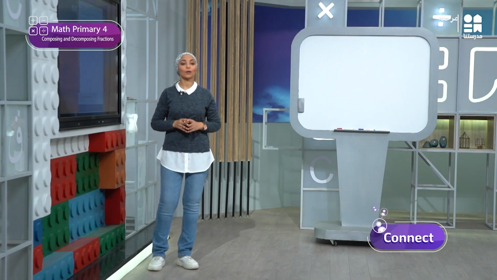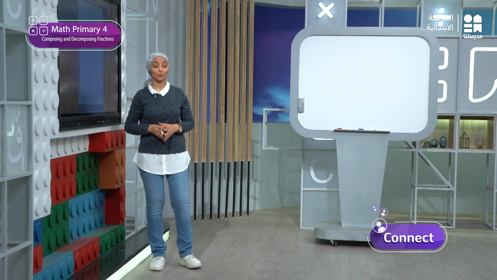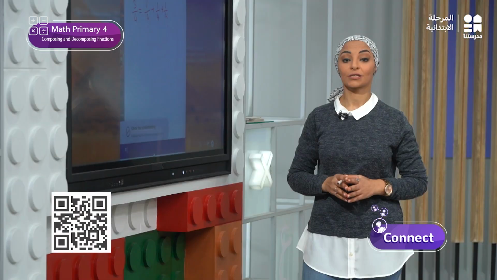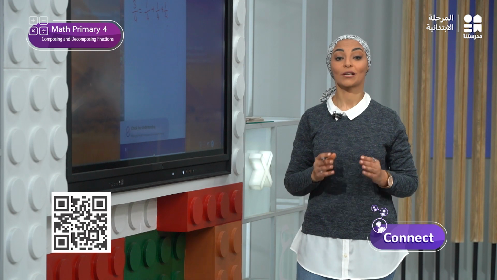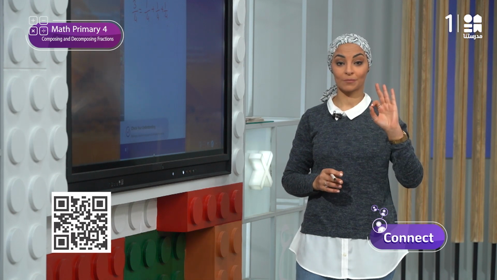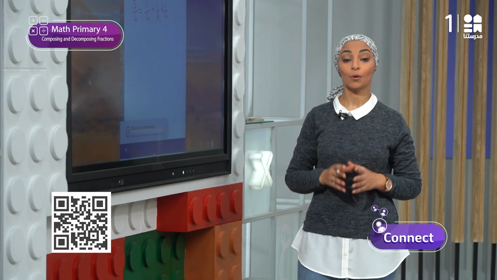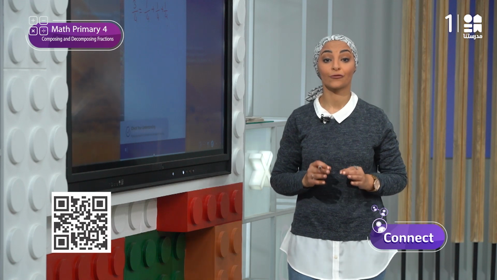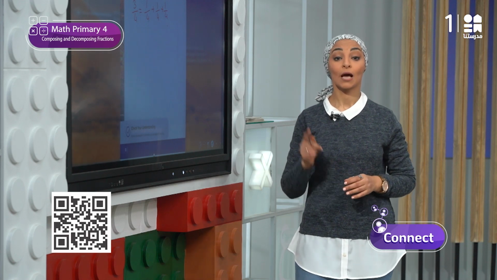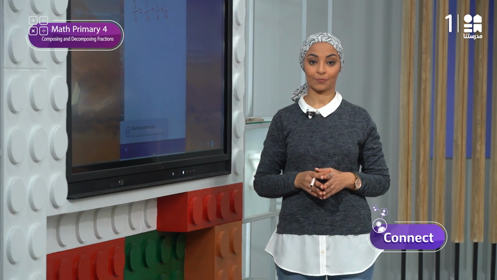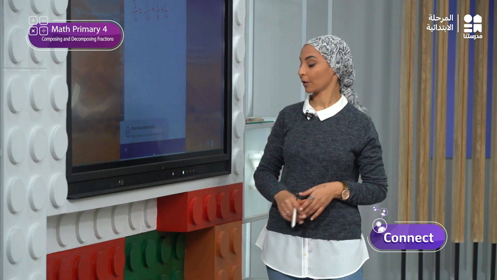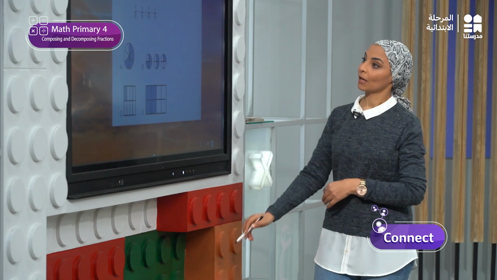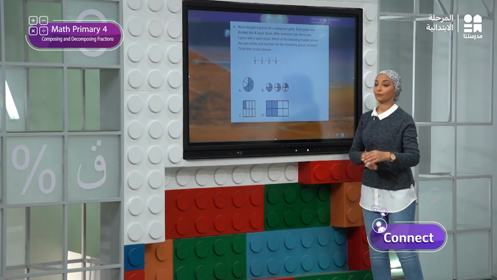Okay, now you can head to the practice part found in the digital version by scanning the code shown on the screen, and you can solve the first 3 problems in which you are asked to decompose the written fraction into unit fractions like you have learned in the lesson. We will solve together problems number 4 and 5. Okay, now let's see problem number 4 first.